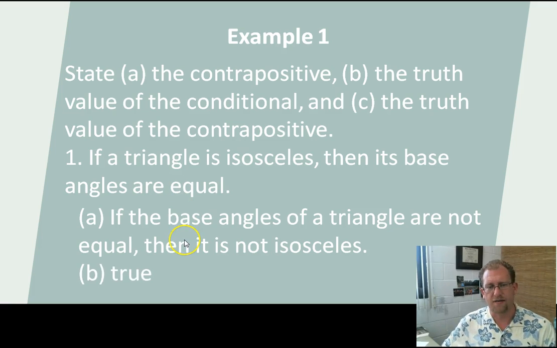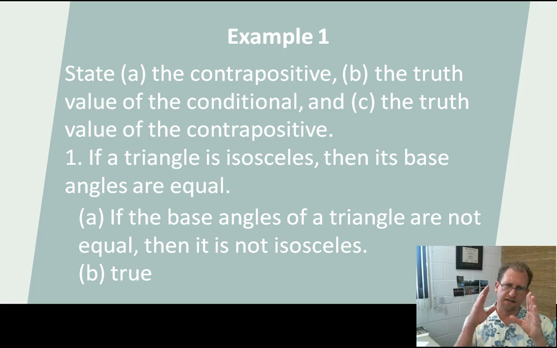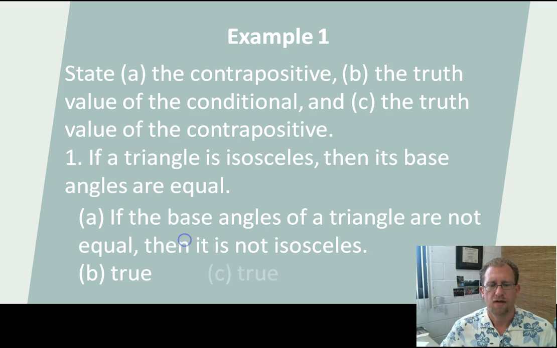Okay? And if we think about this, this is also true. If an isosceles has equal base angles, then if the base angles aren't equal, it's not an isosceles triangle, right? So the contrapositive is also true. No matter how many times you poke at this, you're going to get the same answer. Contrapositives have the same truth value as the initial conditional.